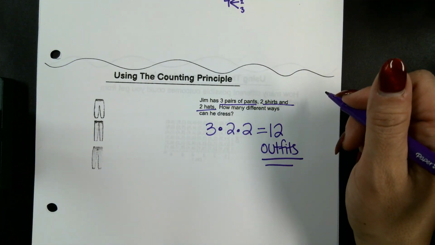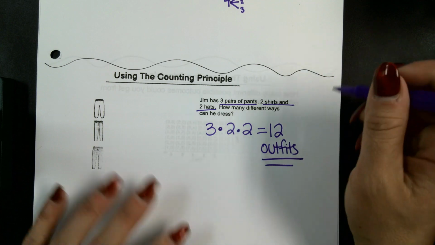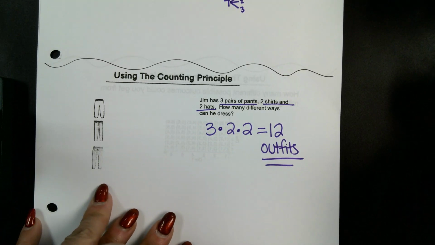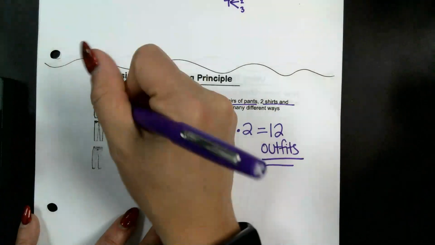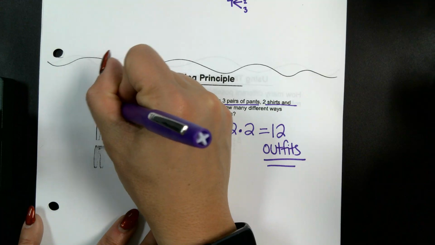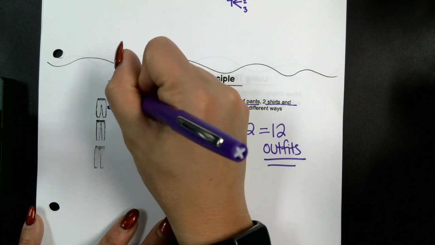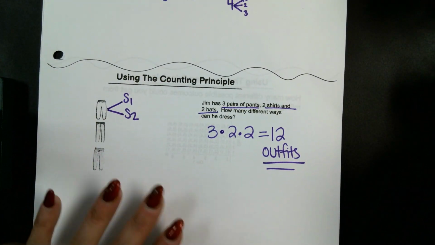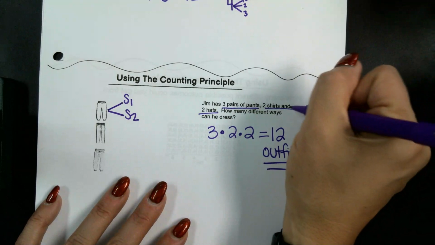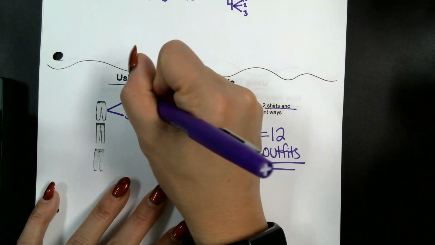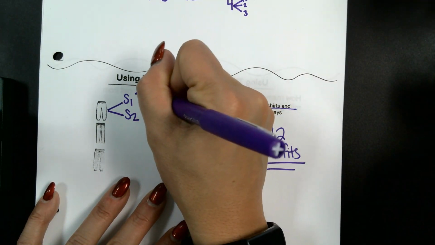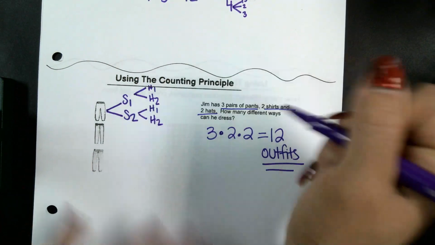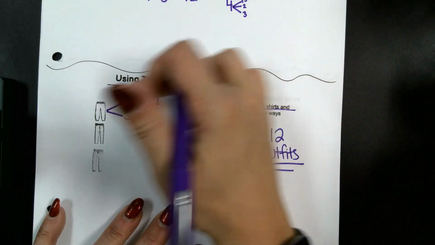Like I said before, now you guys don't have to do this, but watch. Here are my 3 pairs of pants drawn out here to the side. Now watch what I do. Each pair of pants, so like this pair of pants, could match up with shirt 1 or shirt 2, right? But then each one of those branches could pair up with 2 different hats. So like this one would have hat 1, hat 2. This one would have hat 1, hat 2. That's just one pair of pants.